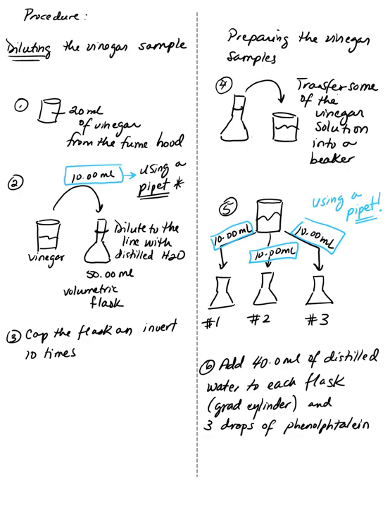So you have in your volumetric and your Erlenmeyer flasks, these are Erlenmeyer flasks here. You have 3 of them. So 10 milliliters of your diluted vinegar solution into each Erlenmeyer flask. And now you're going to add to each one 40 milliliters of distilled water.